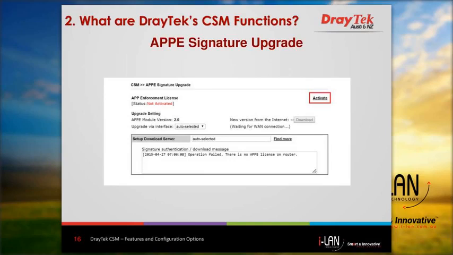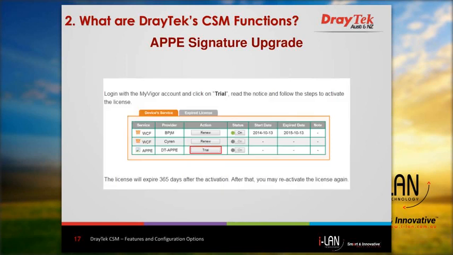And the APPE license is a free service. So you can just activate it once the router has been registered to the MyVigor account. Once the router is registered, you just need to click on the activate option, as you can see highlighted here.